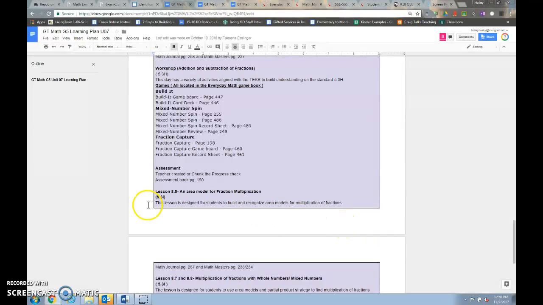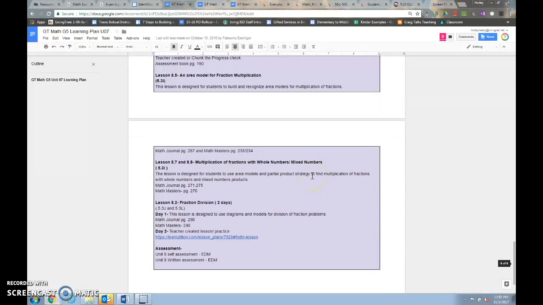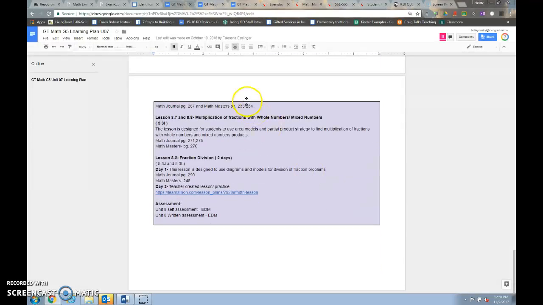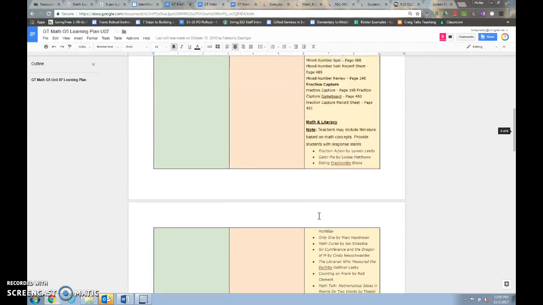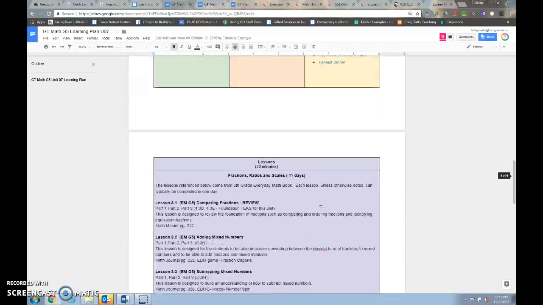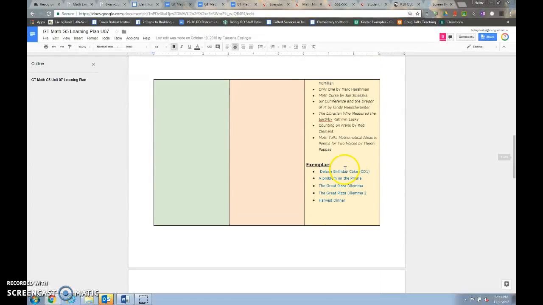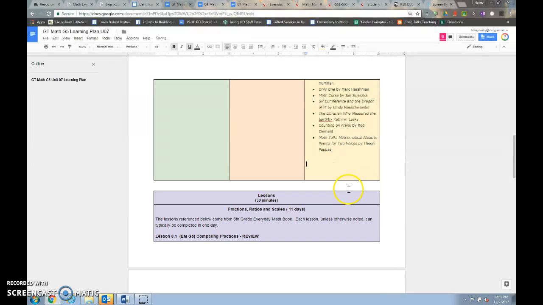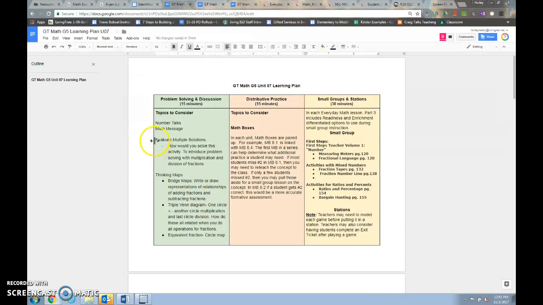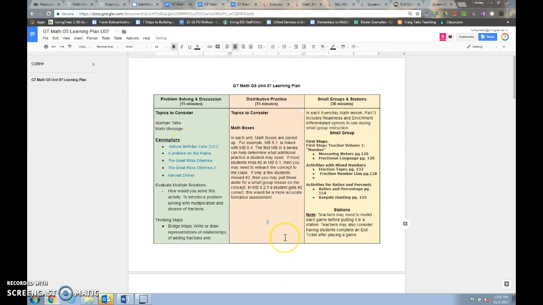And then lesson 8.5, area model for fraction multiplication. And then fraction multiplication, fraction division, all of that is there for you as well as problem solving. These are exemplars. I'm going to move these to problem solving. So that's where they go. Okay. So all of those go there.